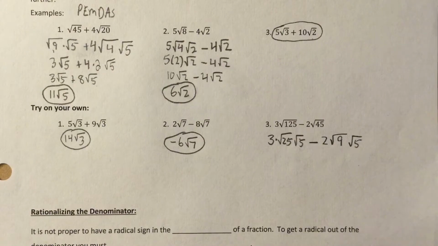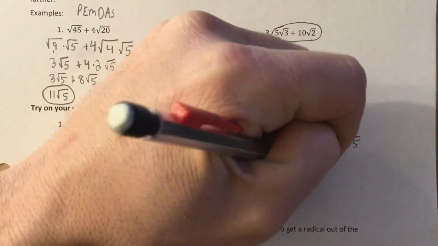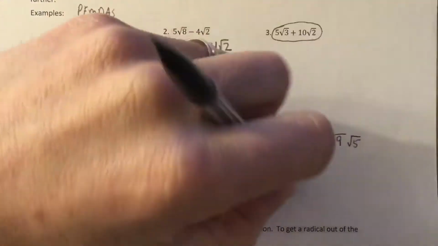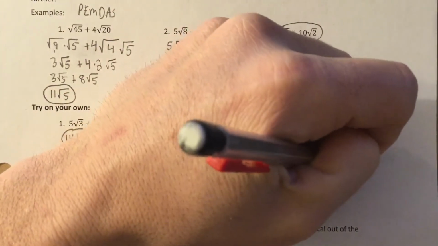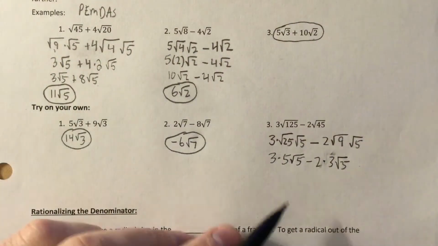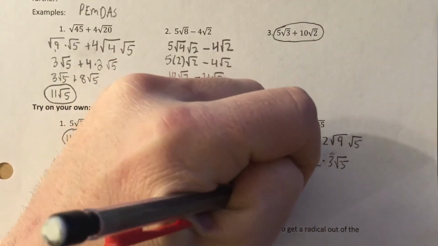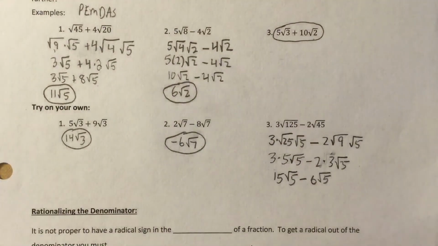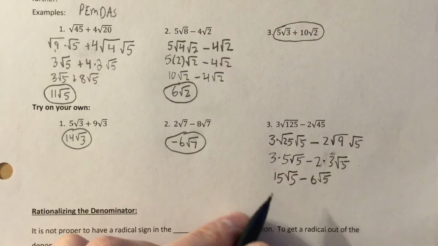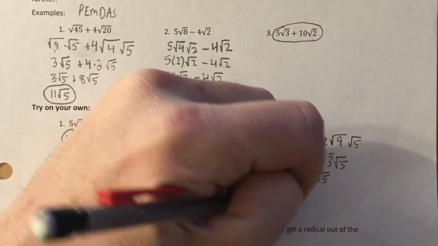I take my radicals, again following PEMDAS, I do exponents before anything else. So 5, and then the square root of 9 is 3. And then again, following PEMDAS, I multiply next. 3 times 5 is 15. 2 times 3 is 6. Now I have like radicals, root 5, and so I subtract my coefficients, 9 root 5.